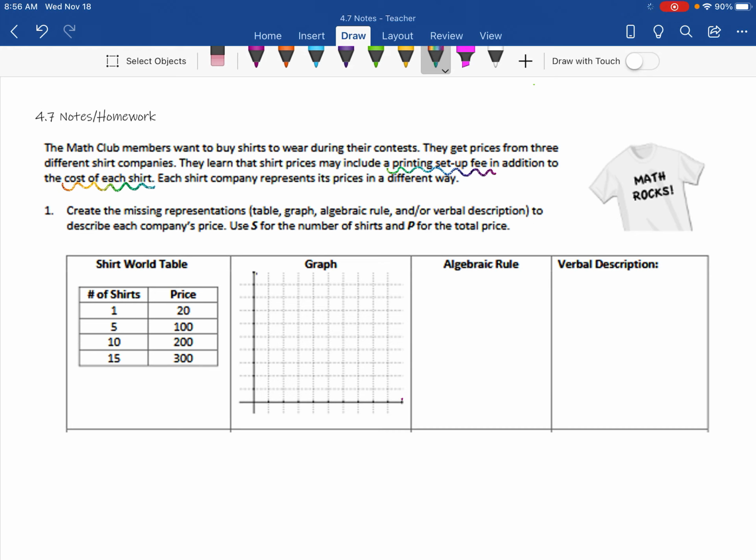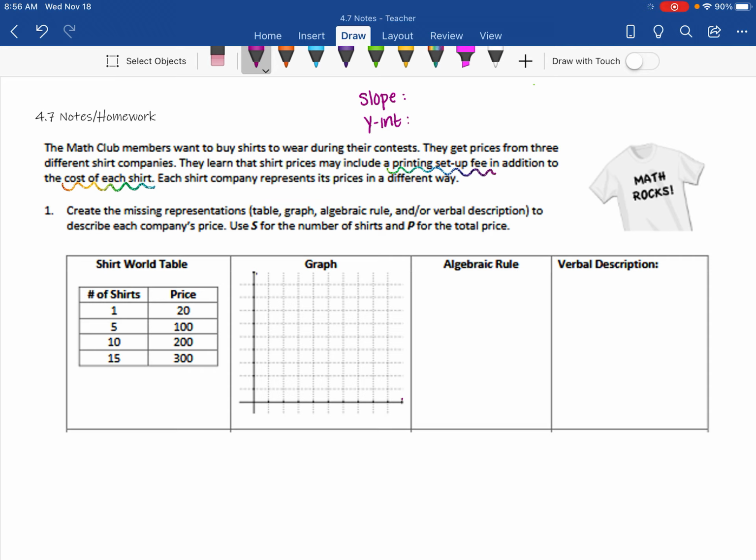Each shirt company represents its prices in a different way. Okay, and that makes sense. Most companies don't charge exactly the same thing as their competitors. Okay, so we're going to start by using those slope words and those y-intercept words to identify what the slope and y-intercept mean in this problem.